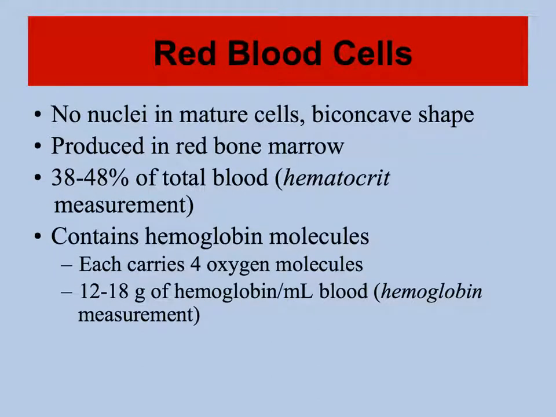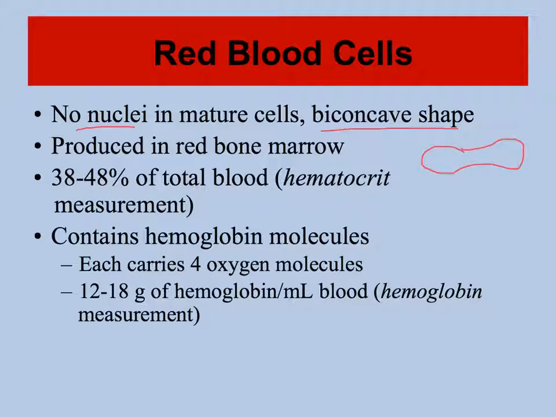So let's talk about the different cells in blood, starting with red blood cells, which of course gives blood its color. Red blood cells have no nuclei. Once they're fully mature, they don't have much of anything. They're really just packages to carry the hemoglobin. They have a biconcave shape. I know you've seen that. It's sort of like somebody sat on a squishy ball or something.